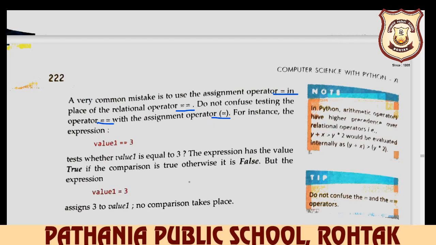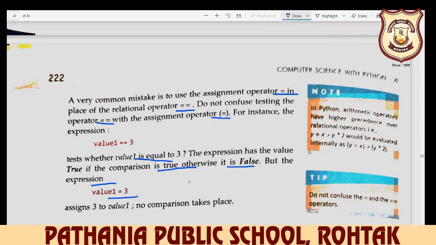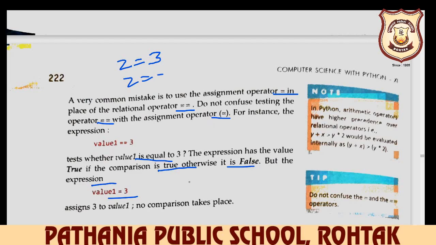Clear? We have already discussed this point. Test whether a value is equal to 3. The expression has the value true if the comparison is true, otherwise it is false. But the expression value = 3 assigns 3 to the variable; no comparison takes place here. So again understand this point. When you write z = 3, it means we assign the value 3 to z. But when you write z == 3, it means we compare whether the z value is 3 or not. So its answer is always true or false, while the single equal only assigns the value to the variable.